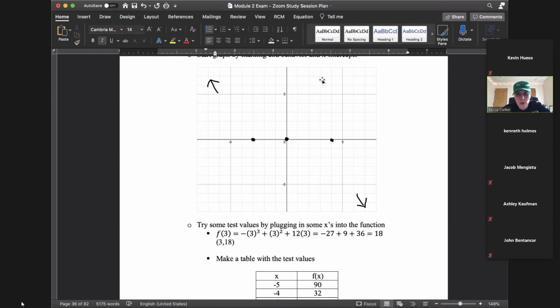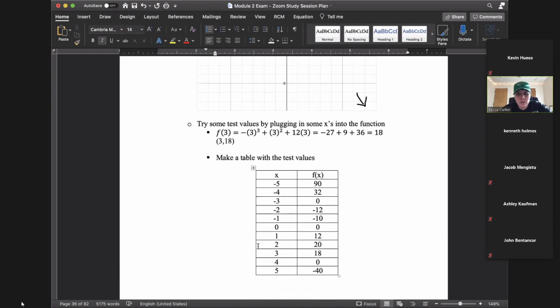So you can start seeing what the graph is going to do when x equals 3. So we're going to take f of 3, and that gives us 18, so that we know a point on the graph is going to be (3, 18). So I just plugged in some values here and did it for everything to give an idea of the test values. But really, you don't have to do this.